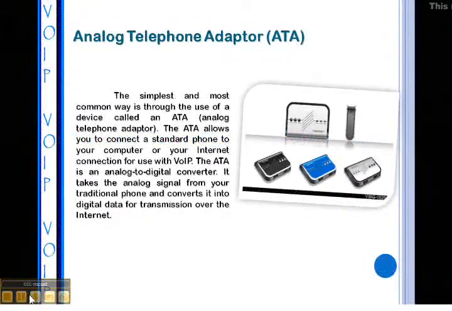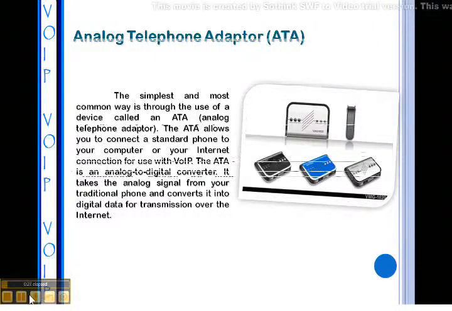Analog telephone adapter. The simplest and most common way is through the use of a device called an ATA. The ATA allows you to connect a standard phone to your computer or your internet connection for use with VOIP. The ATA is an analog to digital converter. It takes the analog signal from your traditional phone and converts it into digital data for transmission over the internet.